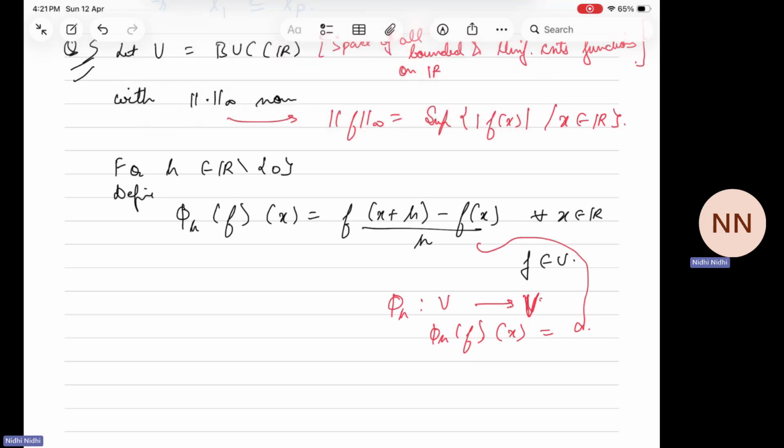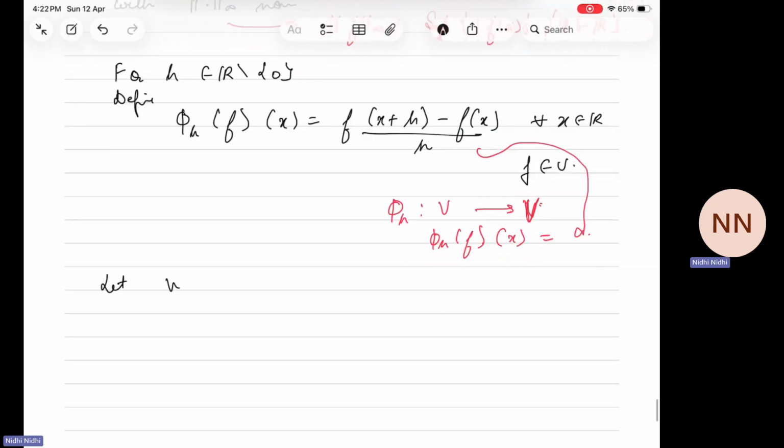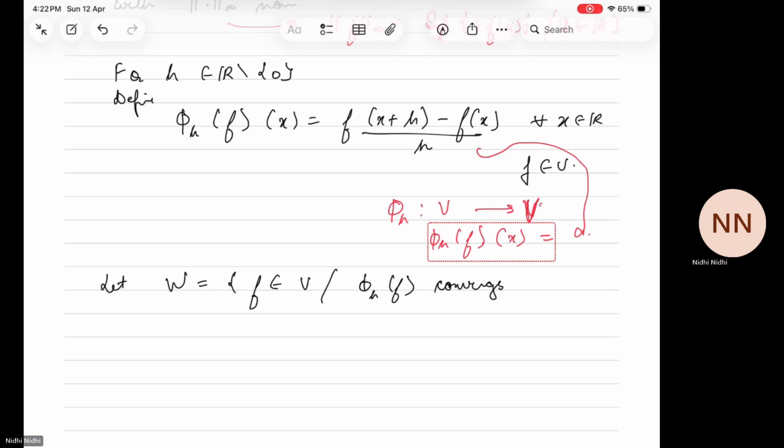Then we take W to be the set of all those functions f in V such that phi h f converges in V as h tends to 0. Now phi h f is a collection of functions, and that means phi h f goes to some limit as h goes to 0. All those f's are collected in the space W.